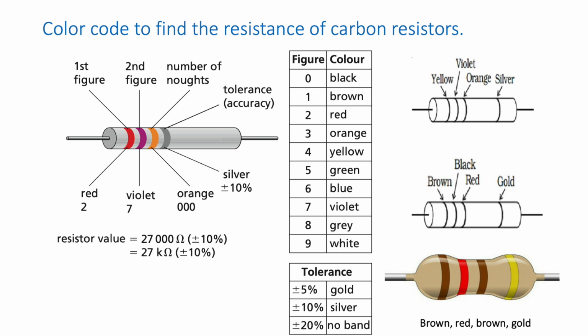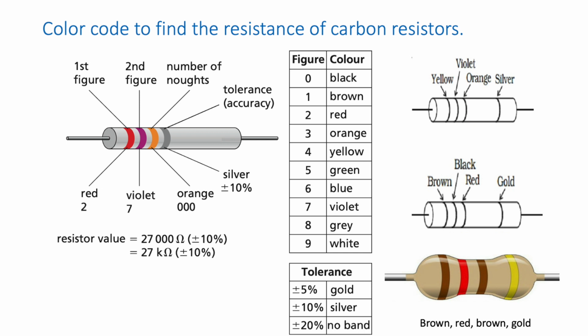That means if the value of resistance is 100 ohm, then it can vary from 95 ohm up to 105 ohm. Now, if the fourth color is silver, then the tolerance is 10%, so the resistance can vary from 90 ohm to 110 ohm. Similarly, if there is no fourth band, only 3 bands or 3 colors, then the tolerance is very high, plus or minus 20%.